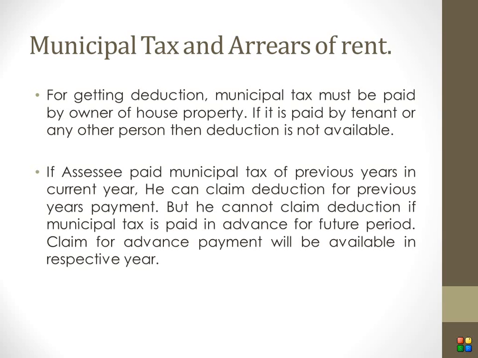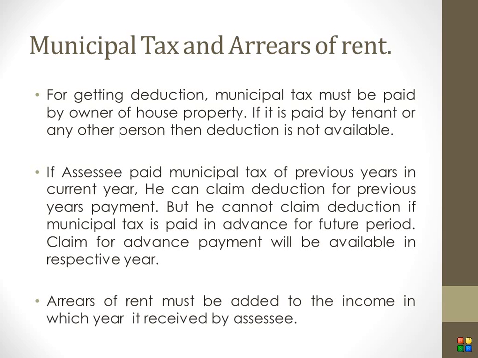The last one is that arrears of rent must be added to the income in the year in which it is received by the assessee. As we discussed in the previous session, part 1 of income from house property, the arrears of rent must be added to the income. That means whenever he receives arrears from previous years, he has to add it to his individual income in the form of income from house property.